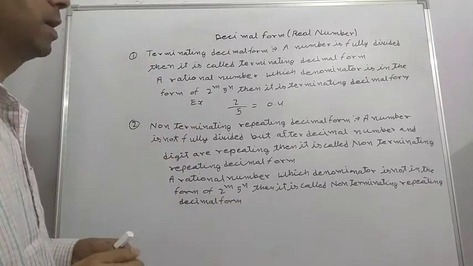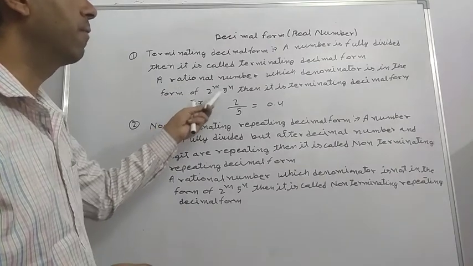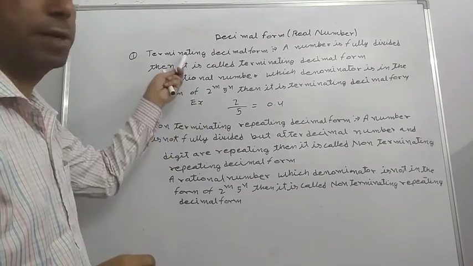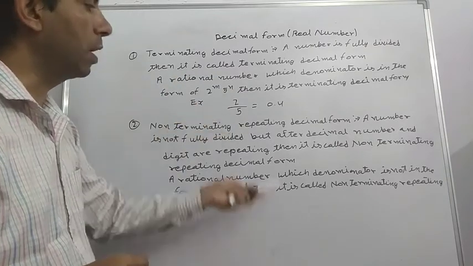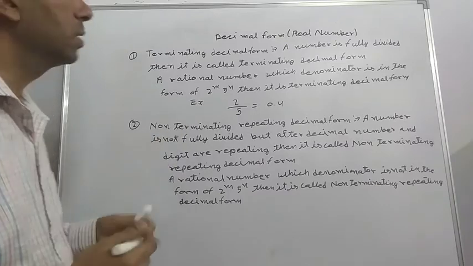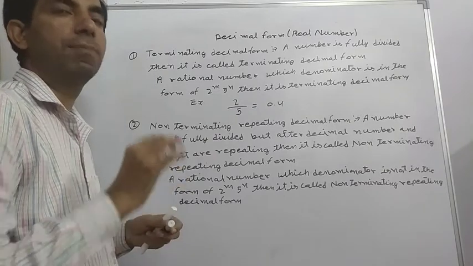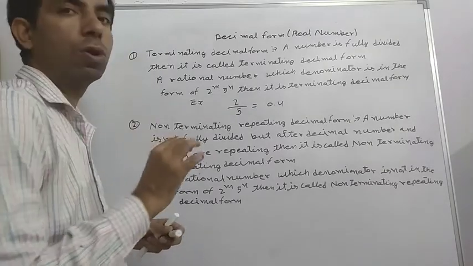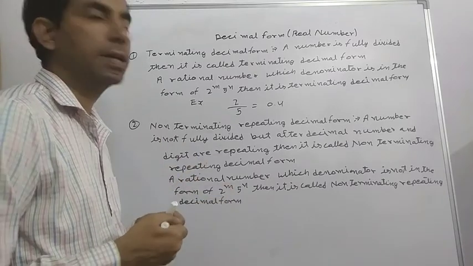Here we learn that a rational number whose denominator is in the form of 2 to the power m, 5 to the power n, is a terminating decimal form. If it is not in that form, then it is a non-terminating repeating decimal form. This means if the denominator's prime factors are not only 2 and 5, it is called non-terminating repeating decimal form.